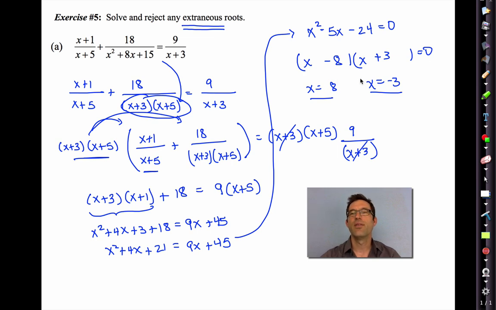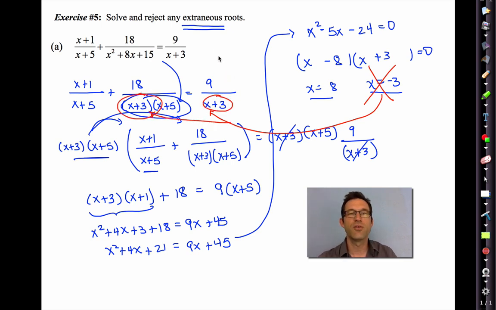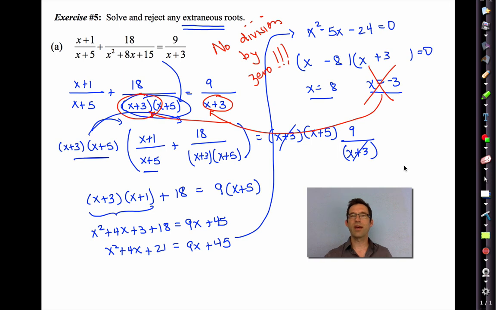Yeah, this one is out. Not because it's negative, but because if I substituted x equals negative 3 into this denominator, or into this denominator, it would force me to divide by 0. And there is no division by 0. Right? So that's out. Now the x plus x equals 8, no problem.